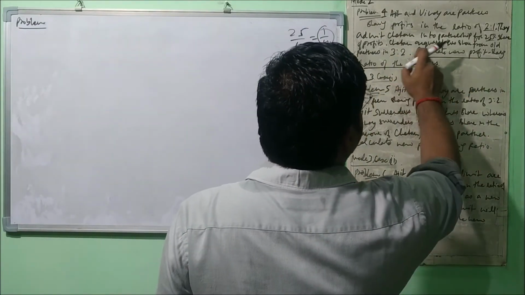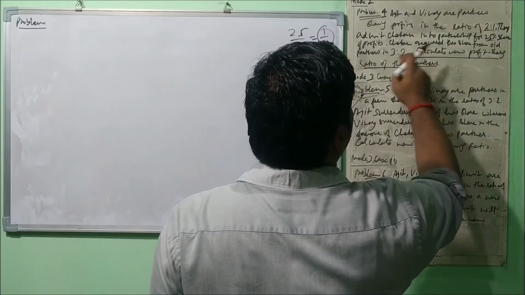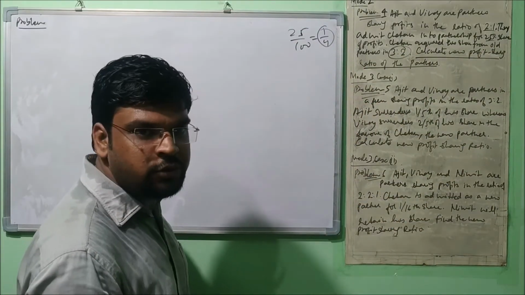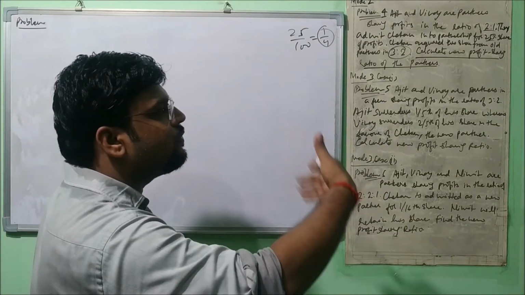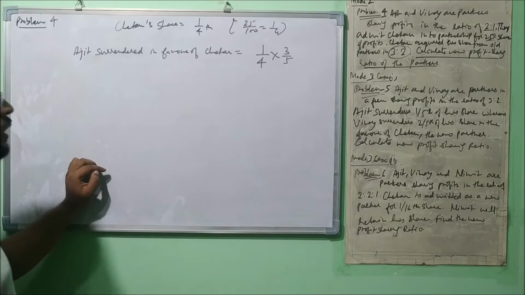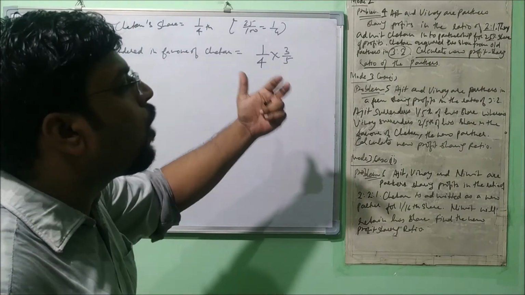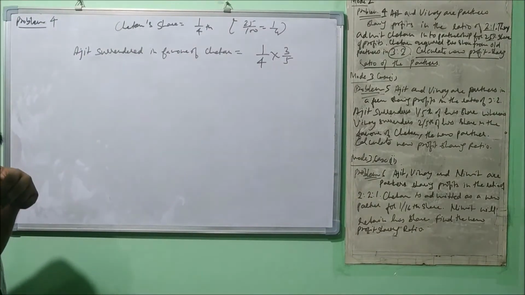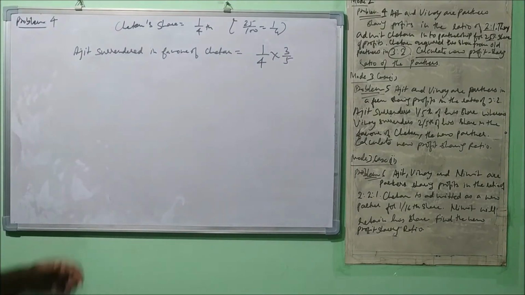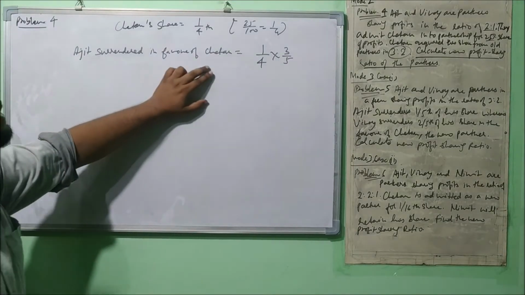Let's read further. Chetan acquired the share from old partners in this ratio. So that is the particular ratio. Understood? So let's attempt it first, then we will move on to mode 3. Understood? Okay. See, either we call it that Chetan acquired, or we call it that Ajit surrendered or sacrificed. Right? The same thing is there. So Ajit surrendered in favor of Chetan. How much?